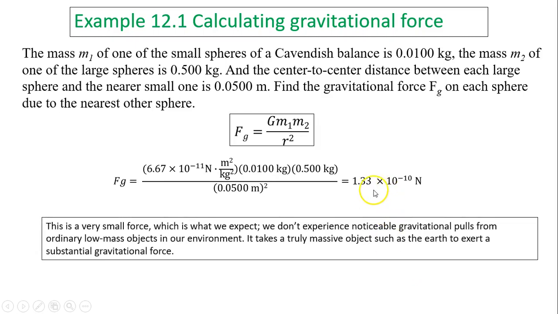As you can see, this force is very, very small, as we expected, because we don't really experience noticeable gravitational pull from the ordinary low-mass objects in our environment, because this gravitational constant is very, very small. It takes a truly massive object, such as the Earth, to exert a substantial gravitational force.